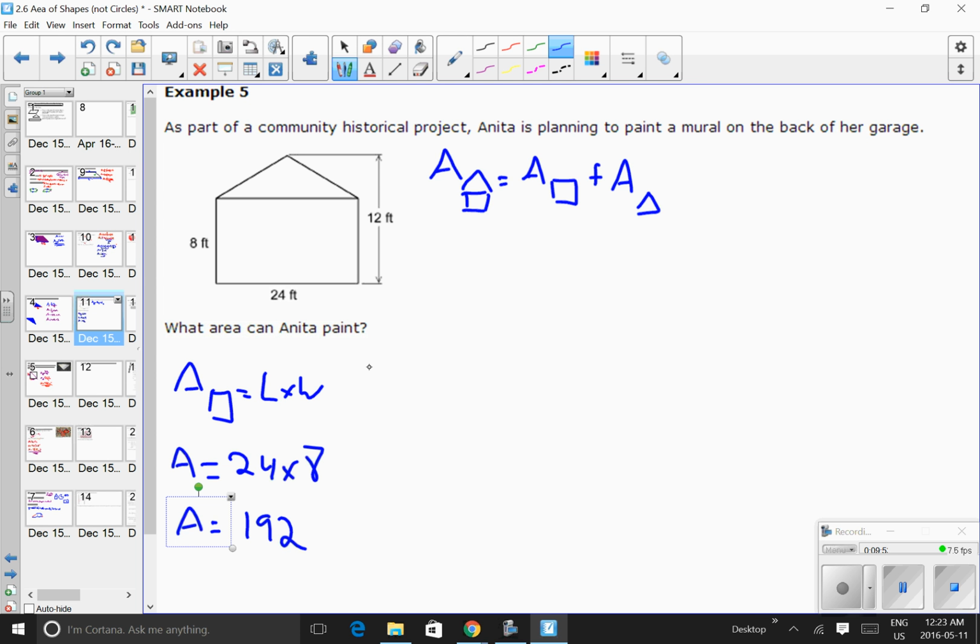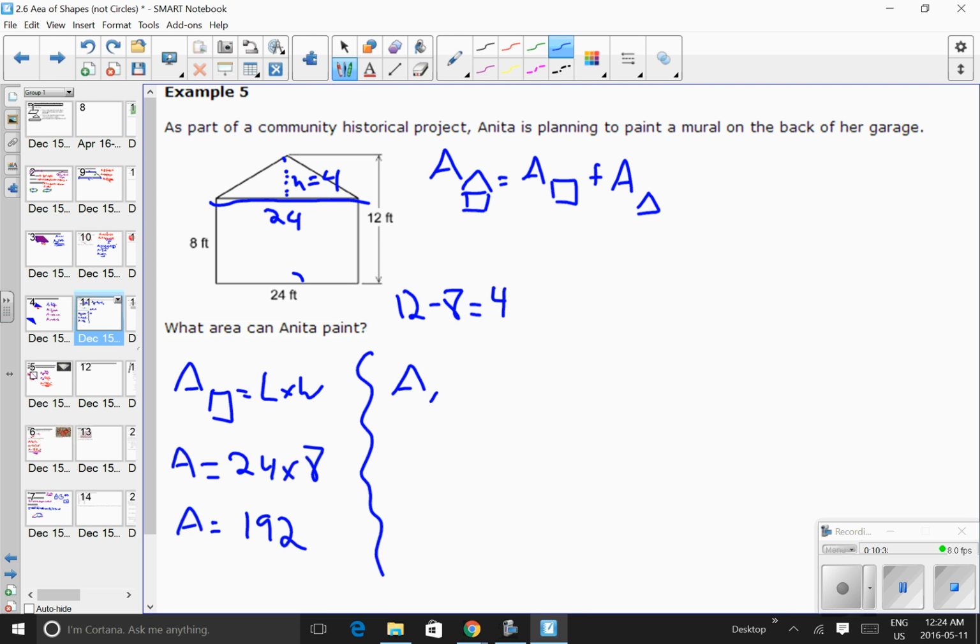Now let's do the triangle. For the triangle, we need to know the base, which is the same as the bottom here, so that's 24. And now I need to figure out also the height, which I'm not given. But I know the height of the whole house, or sorry, the whole garage, is 12 feet, and the height of the rectangle is 8 feet. So the height of the triangle is going to be the leftover. All right, so 12 minus 8, that's 4. So my height equals 4. Beauty.